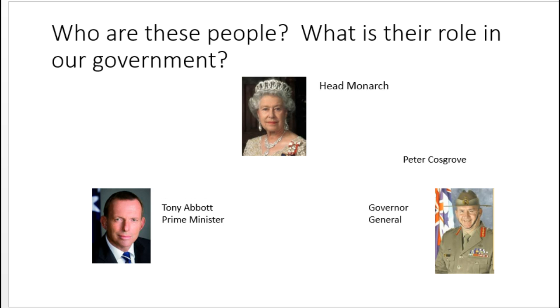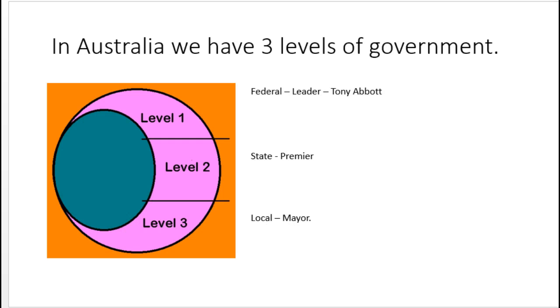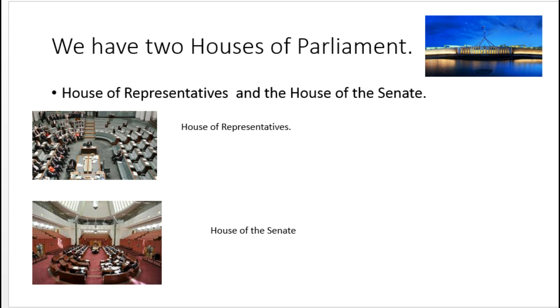Okay. We have 3 levels of government. Federal is our top, that's the whole country. State, as in Queensland, and then local. And we have 2 houses of parliament, the House of Representatives and the House of Senate. And if a law is going to be changed, it has to go through both the House of Representatives and the House of Senate.